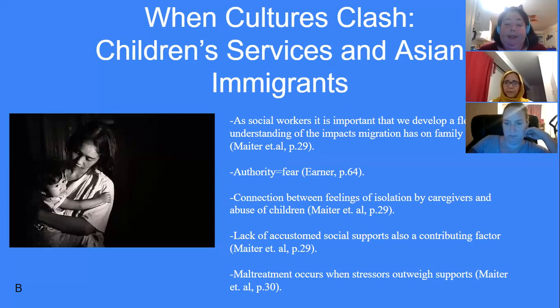A connection between feelings of isolation by caregivers and abuse of children has been found. And some people said that even after being in Canada for years, that sense of isolation is still there because they don't have the same community they did in their country. Not being accustomed to social supports is also a contributing factor. And maltreatment occurs when stressors outweigh the supports.